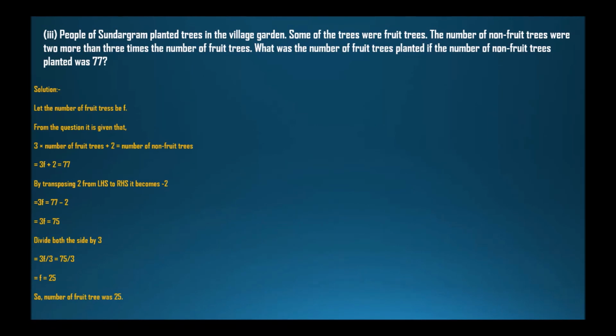equals 77. Now we will bring this 2 to the RHS side. So plus 2 will become minus 2. So 77 minus 2, that is 75. So 3f equals 75. Now we will divide by 3 on both sides. So this 3 will cancel, so f will remain. 75 upon 3 is 25. So f equals 25. So the number of fruit trees was 25.